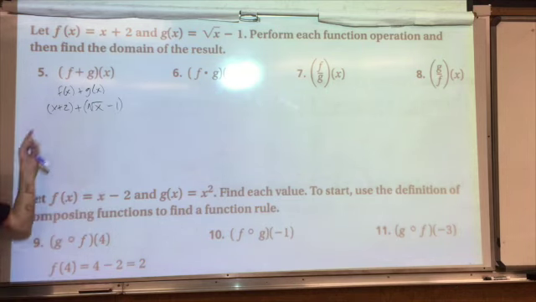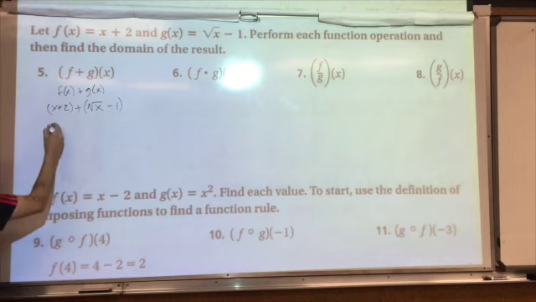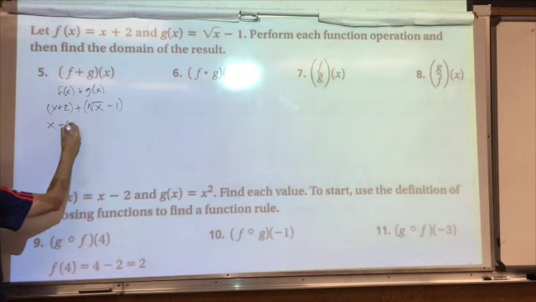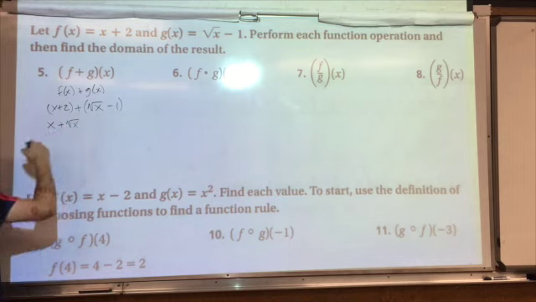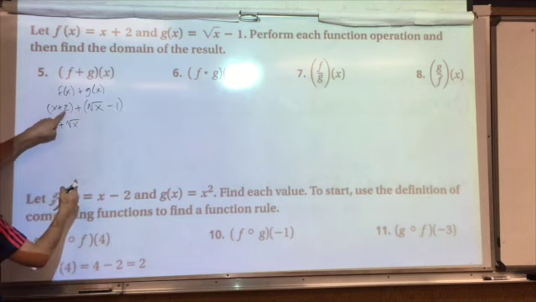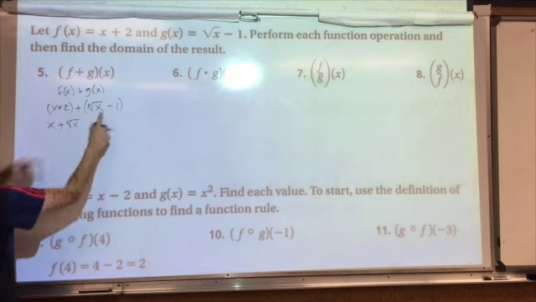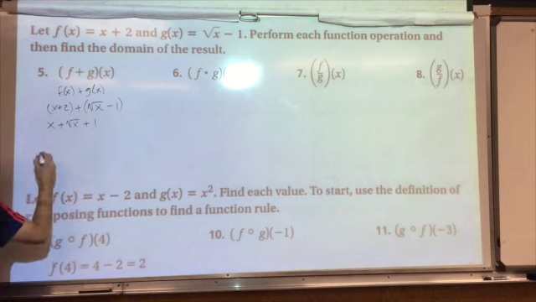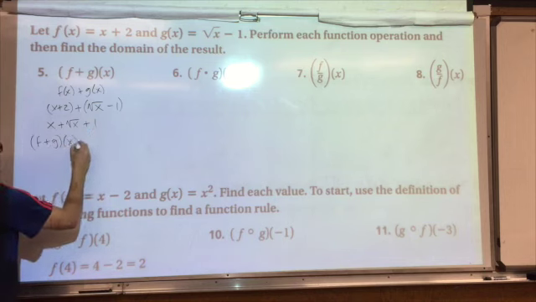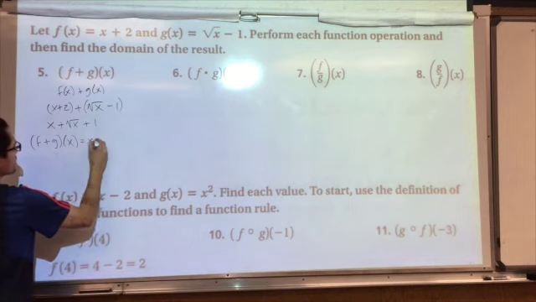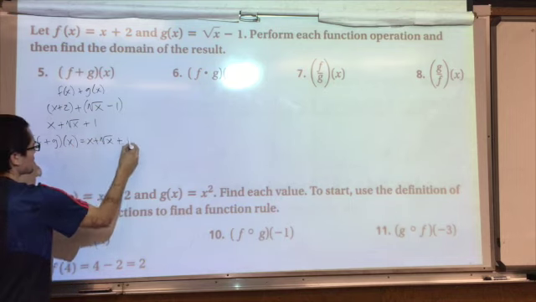What you do here is try to combine as many like terms as you can. So what I have is x plus radical x. I can't combine those two, they are not like terms. However, I can combine the 2 and the negative 1. 2 minus 1 is just 1. There's your result. F plus g of x is x plus radical x plus 1.